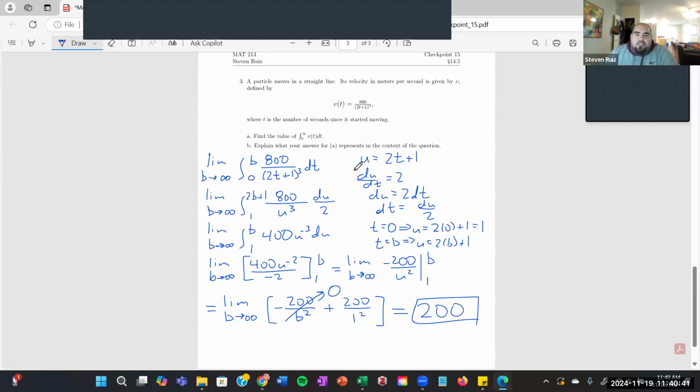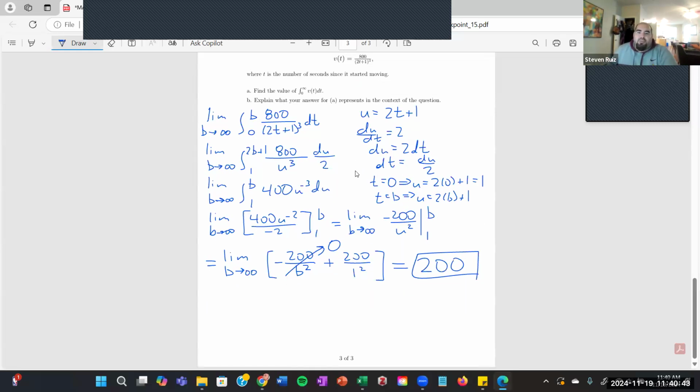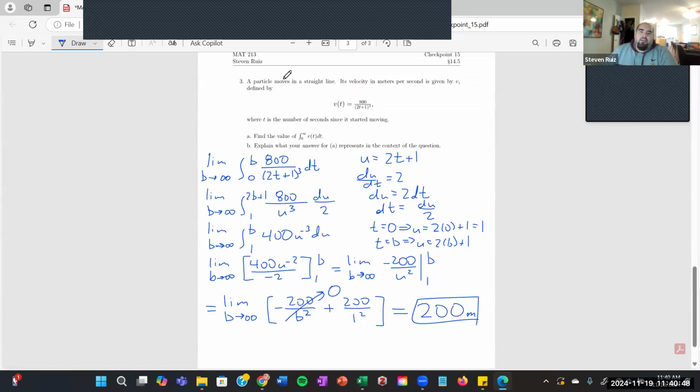And did I give myself units for this? 200 meters. Because the velocity is given to me in meters per second, and I integrated it over an infinite number of seconds. So the value of my integral is 200 meters.